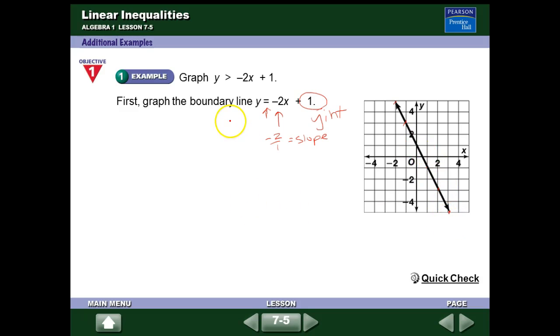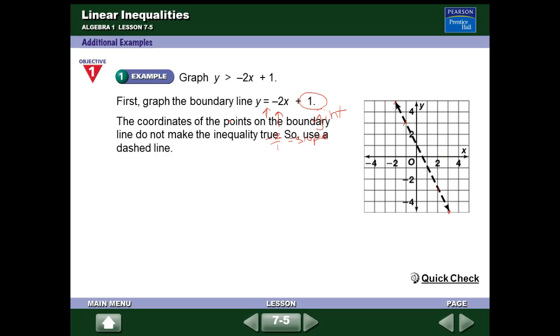Now, going back, if these points along this line do not make the inequality true, so if you would have picked one of those, for example, 1, 0, plugged in 0, 1 is greater than or equal to negative 2 times 0 plus 1? Well, negative 2 times 0 gives you 0. 0 plus 1 is 1. Is 1 bigger than 1? No, 1 is equal to 1. So these are not solutions along the line.